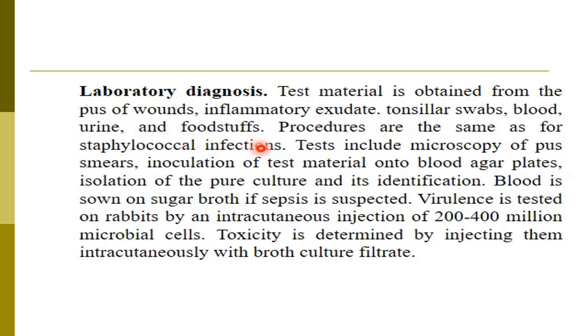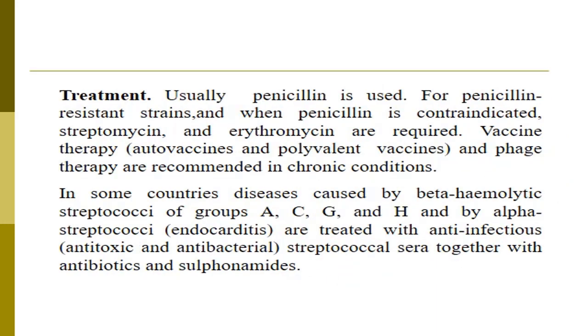Procedures are the same as for Staphylococcus. Tests include microscopy of pus smear, inoculation of test material onto blood agar, isolation of the pure culture, and its identification. Blood is sown on sugar broth if sepsis is suspected. Virulence is tested on rabbits by an intracutaneous injection, and toxicity is determined by injecting intracutaneously.